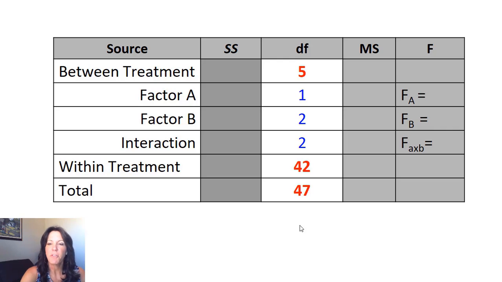All right, now I have them all listed on our chart, as I hope you do too. Just as a reiteration, the numbers that are in red add up together. 5 plus 42 is 47. And these numbers in blue all add up to this between treatment of 5. So if you've got these numbers all adding up, you're in good shape.